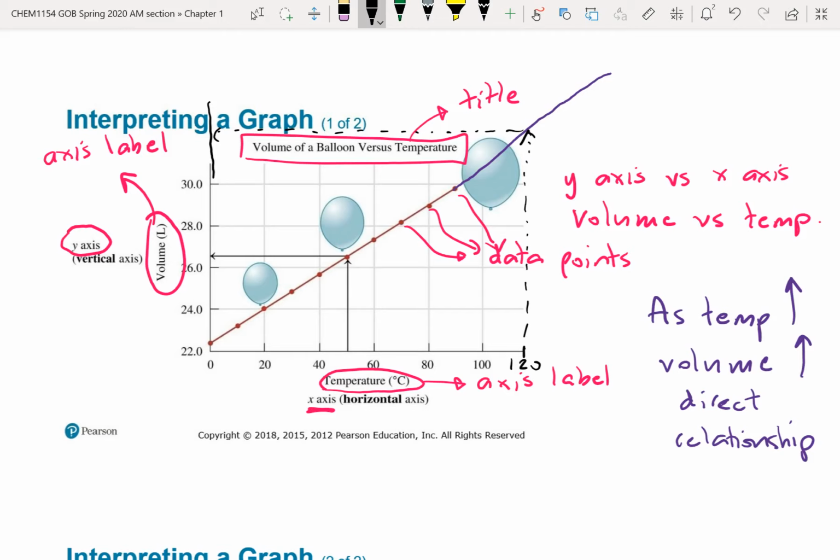The fancy word we give to that process is called extrapolation. All that it means is we can use the graph that we already have prepared and just extend it out, and we can predict what the volume would be at temperatures beyond which we were able to work with in the lab. So graphs are very powerful from that perspective as well. We can use them as predictive tools.